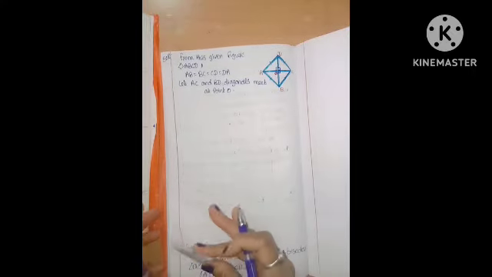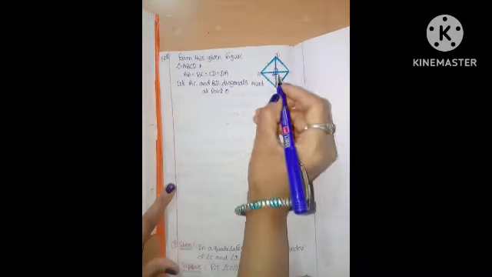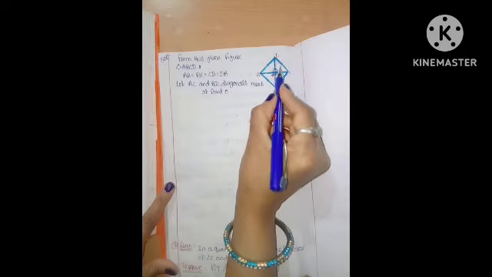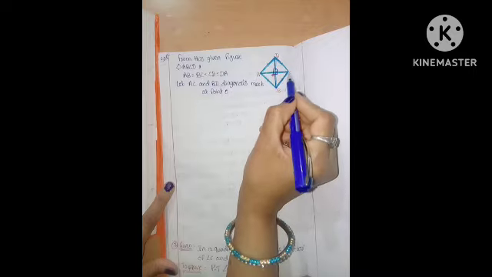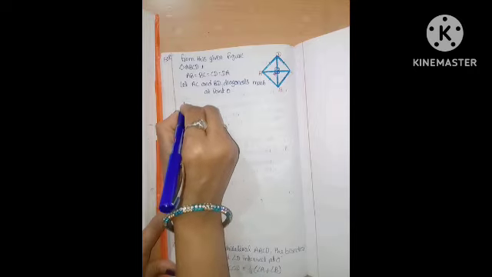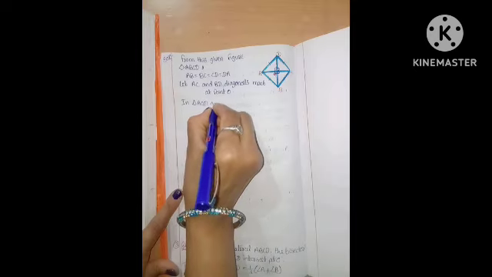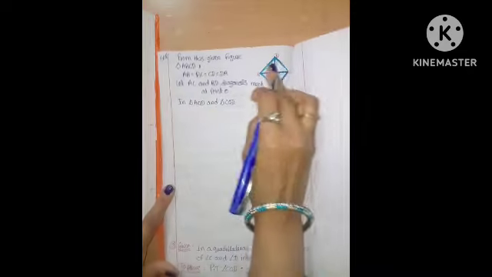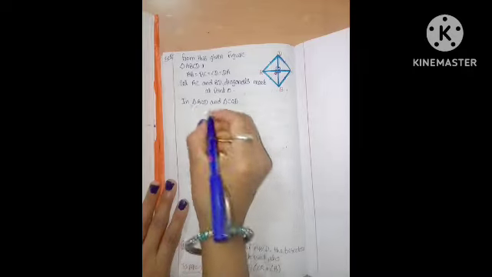Next, I have to show that these four triangles are congruent. Let us take any two triangles. First, triangle AOD and next triangle COD. Let us take these two triangles. Are they congruent or not? Let us show that they are congruent triangles.